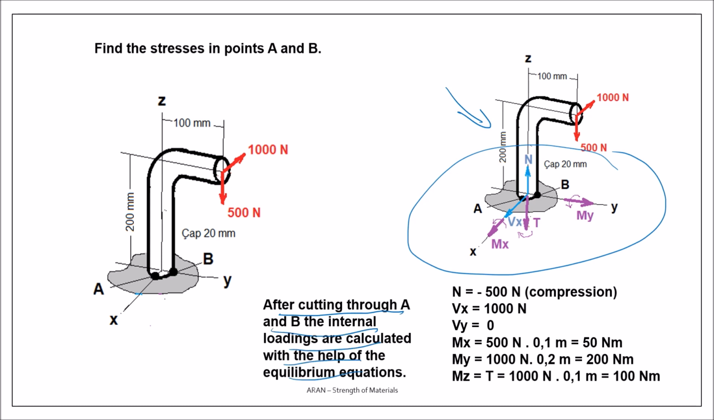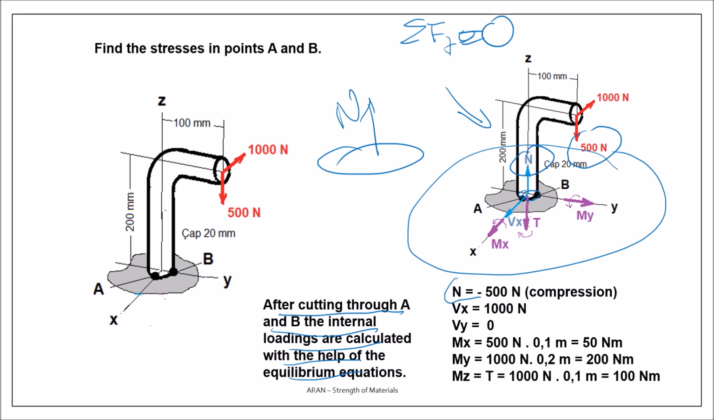First, calculate the normal force. Well, if this is your section, calculate first the normal force. If you write sum of Fz equal to zero, there is only this force and this force. So it means that N is 500 and negative. Why? Because it's compression.